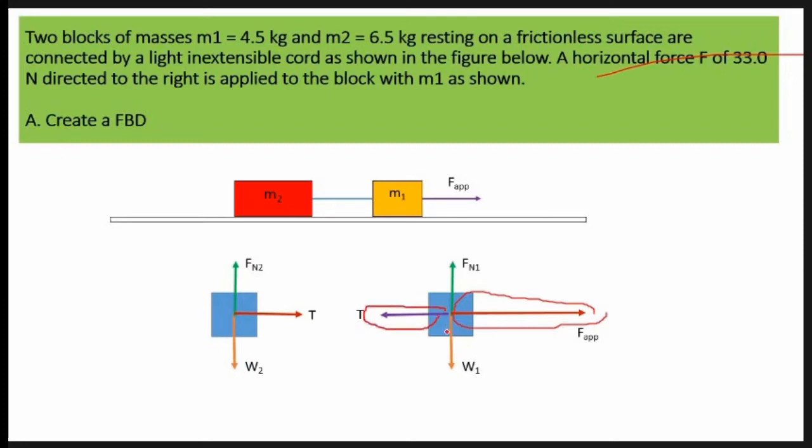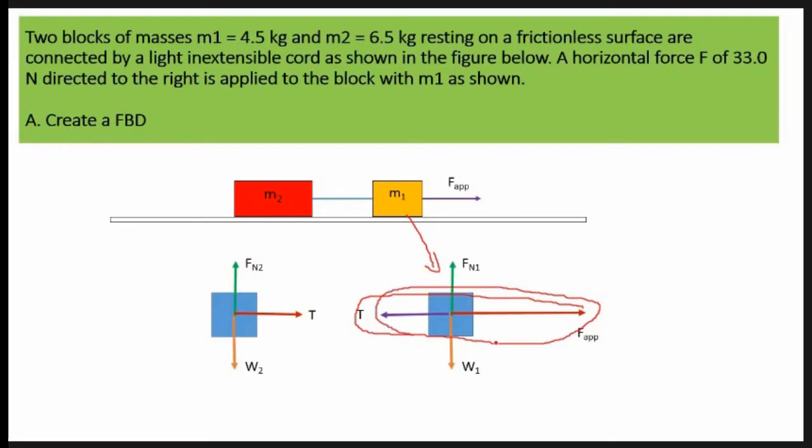Why did I do this? It is because this block here is accelerating. So there is an unbalanced force in this area, and we could assume that because the horizontal force is much larger than the tension force, then we move rightward. So we are done with the free body diagram.